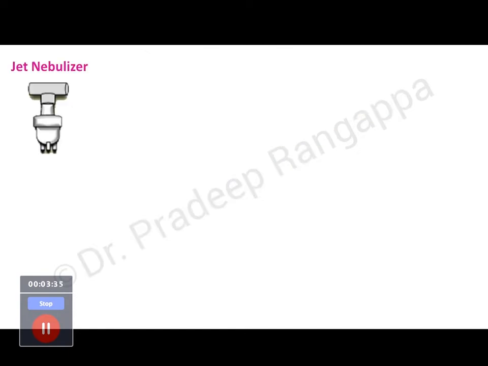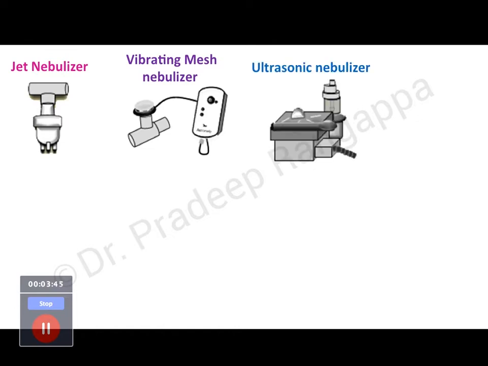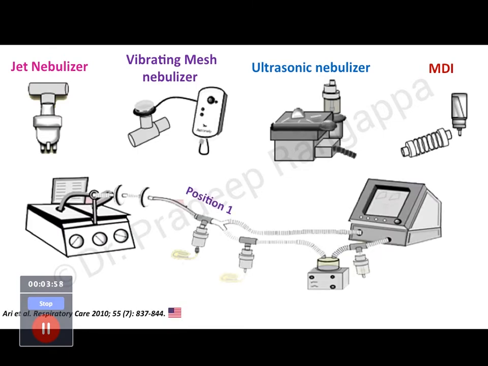So what do we have in the market now? I'm sure many of you present here tend to use more of the jet nebulizer. This is how it looks. And then we have this vibrating mesh nebulizer. Then you have the ultrasonic nebulizer, which you typically use for all your non-intubated patients. Then you have the metered dose inhaler, which you can use in the ventilator circuit as well. And then we'll look into these studies.